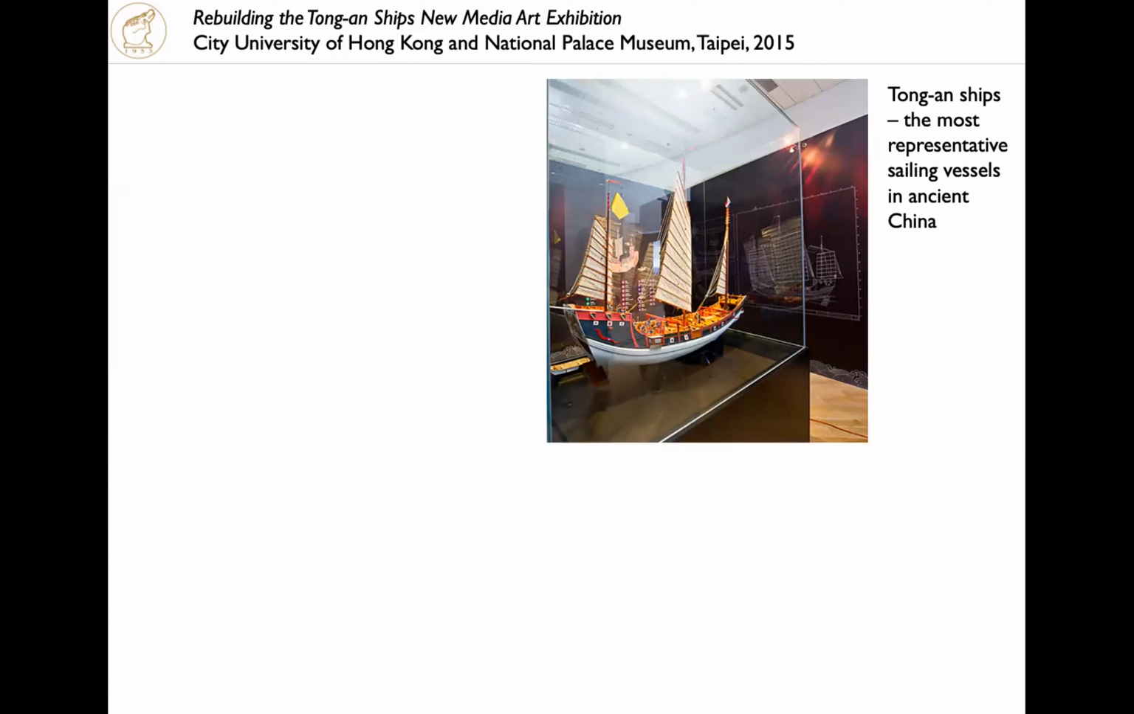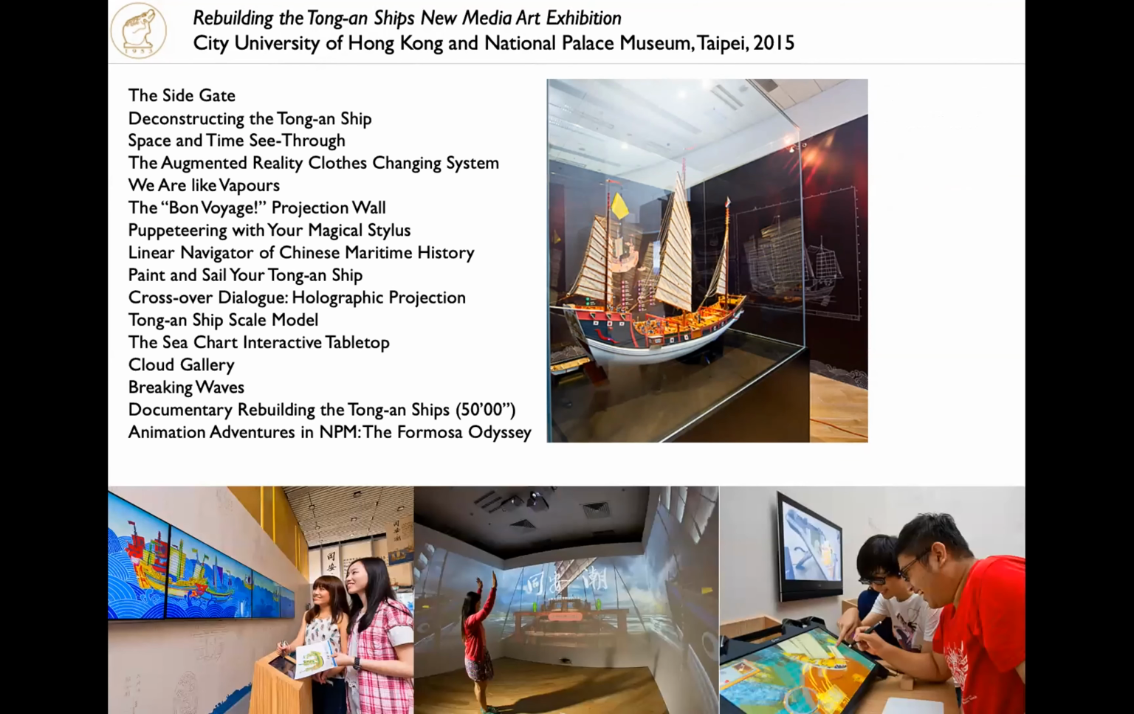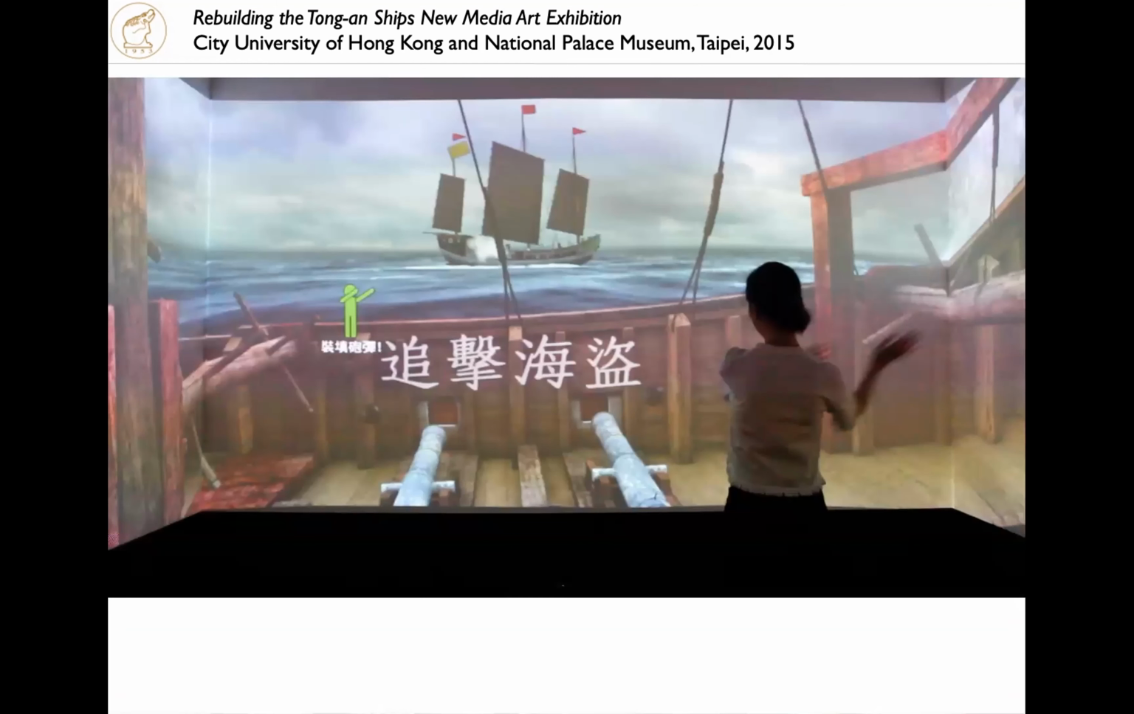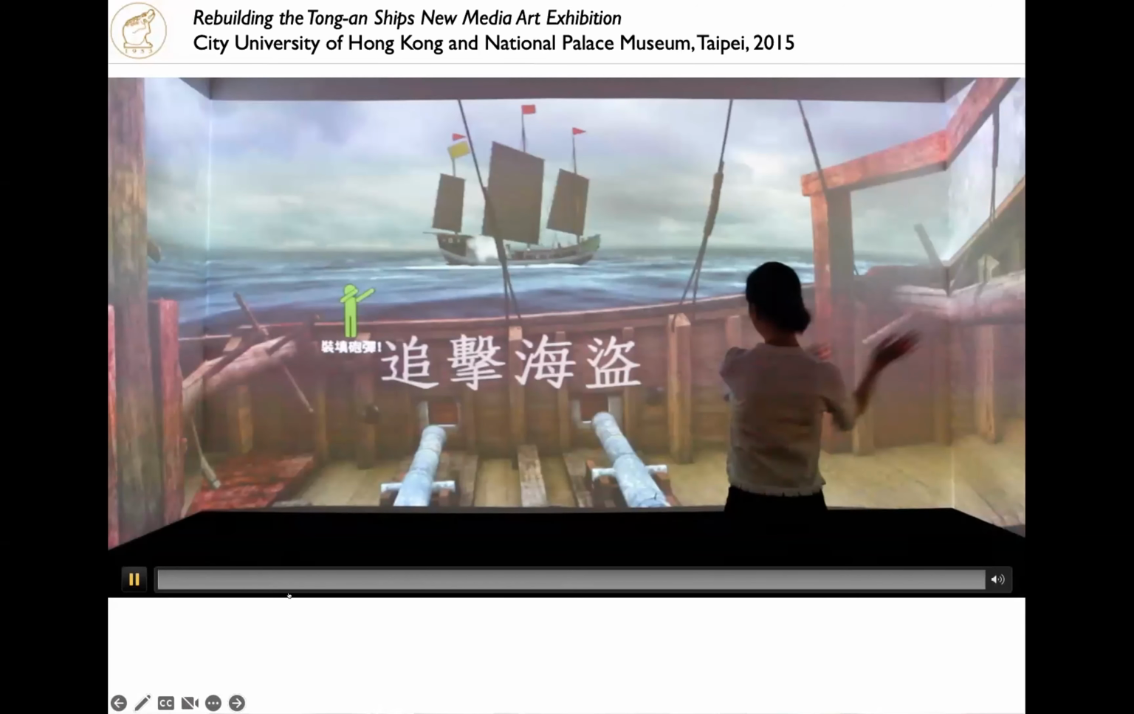Rebuilding the Tonkin Ships was a new media art exhibition, a cooperation between City University of Hong Kong and the National Palace Museum in Taipei. Based on the Tongan ship, the exhibition offered different forms of communication, information and entertainment through interactive media. Let's have a closer look at the gesture-based game.